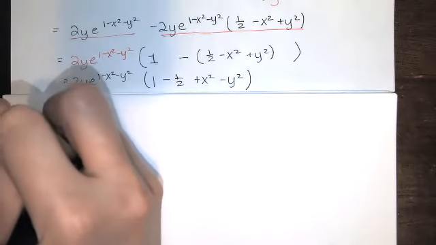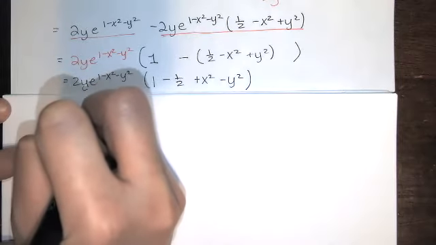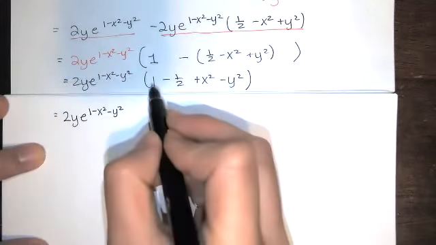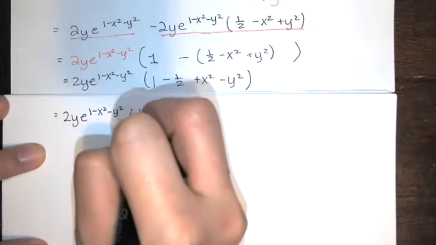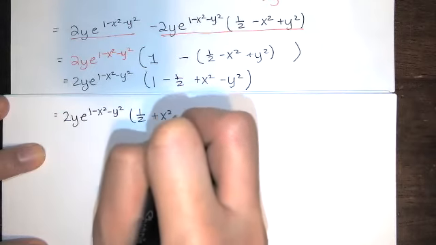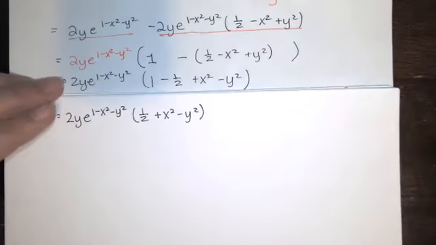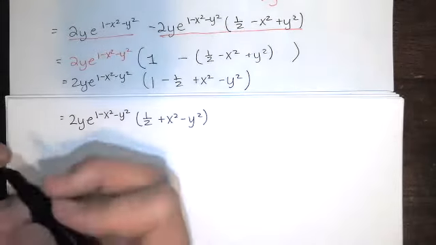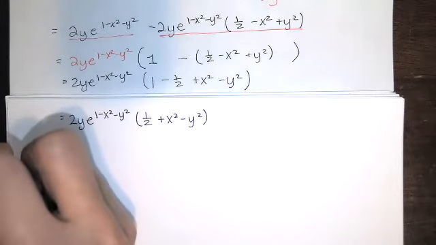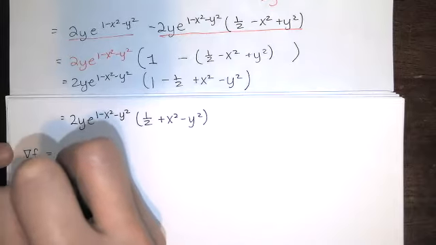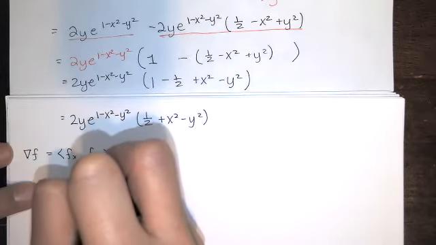So that is 2y times e to the negative x squared minus y squared, and the 1 minus 1/2 is of course 1/2. Okay, so those are the components of our gradient vector. And we need the gradient vector to be equal to 0.